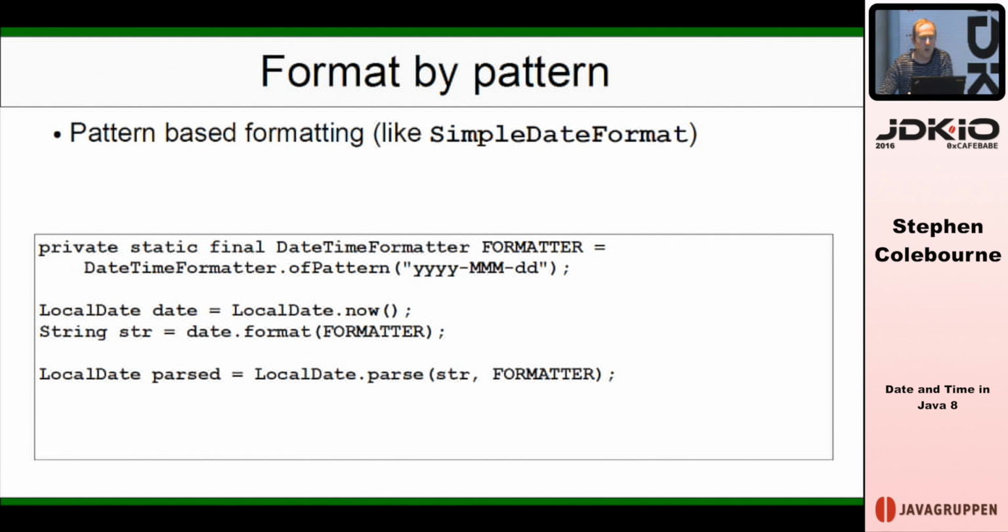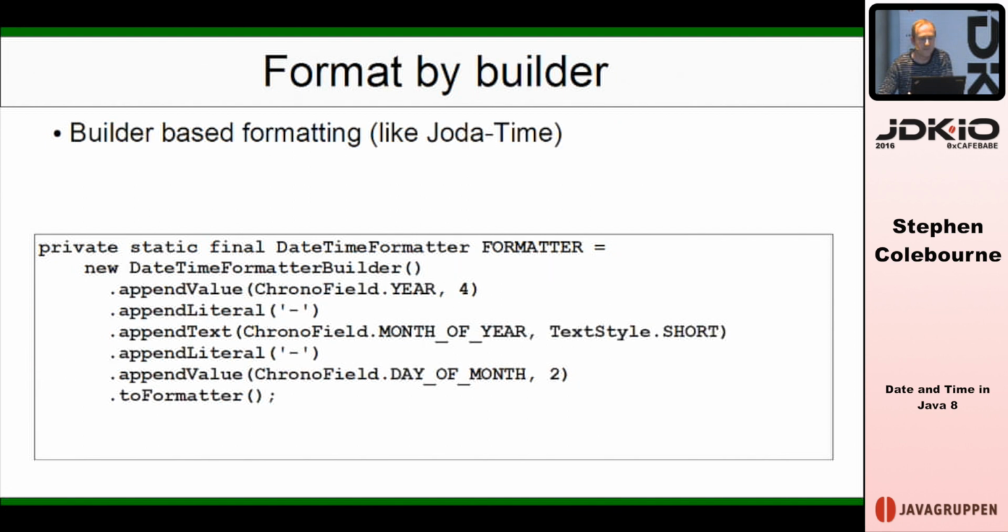There's our format by pattern. So that YYYY, MMM, DD. So we can use the same pattern as we used before. The pattern is not identical. There are some subtle differences when you get out to the more unusual letters. But most of the letters are the same. So we can format it, so we can just do date.format, passing in the formatter. And we can parse using local date as well. So we can do local date.parse, passing in the formatter there. So it's the opposite way around. You don't have to call methods on the formatter. You can pass the formatter to the date class, which is quite nice.